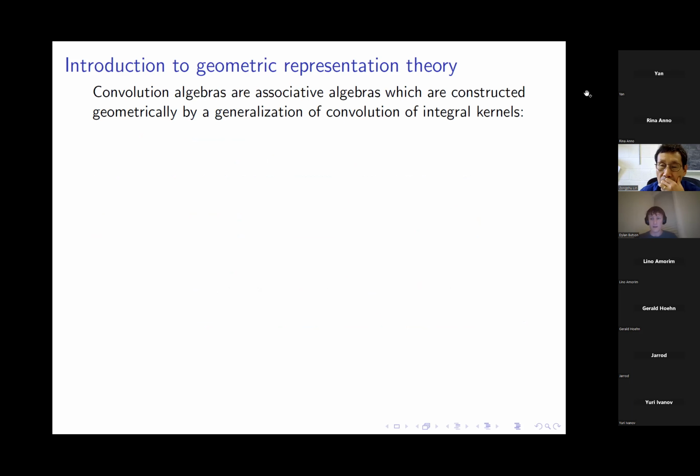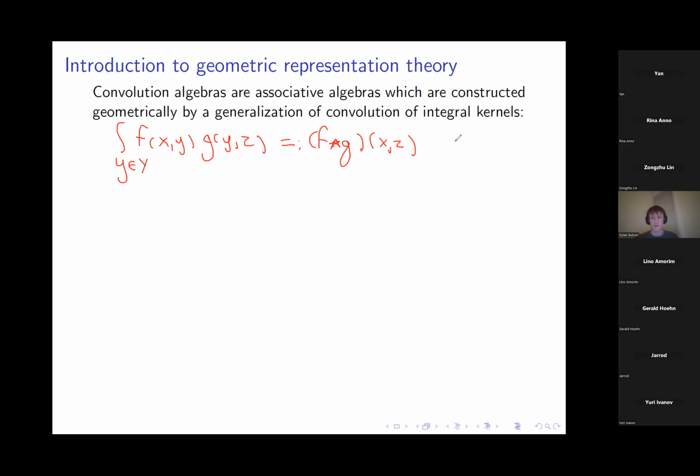Again, this is exactly the same slide that we had near the end of the first lecture. Convolution algebras are associative algebras which are constructed geometrically by a generalization of the convolution of integral kernels. And I thought maybe this time I could write what I was saying in words last time. If you have functions f of x, y, and g of y, z, functions of two variables on the same space, and you integrate over y, this will define a function, which we can call f star g of x and z. This gives a 2-to-1 product on functions of two variables.